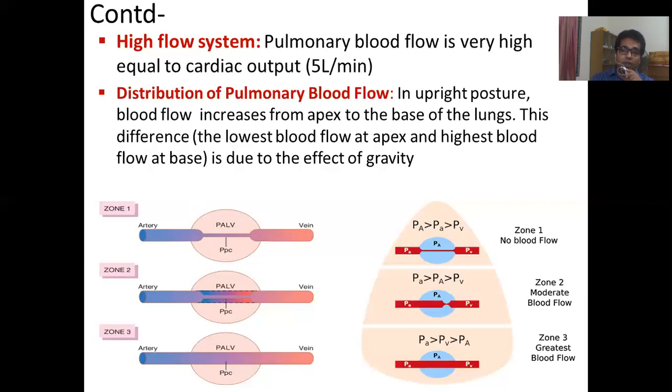That will increase the capillary pressure. So that is why during exercise, the new capillaries will open up. This is called recruitment of the capillaries, and that will improve the perfusion to that region, and they will take part in the gaseous exchange, and that will increase the diffusion surface area and thereby increase the diffusion. Okay.